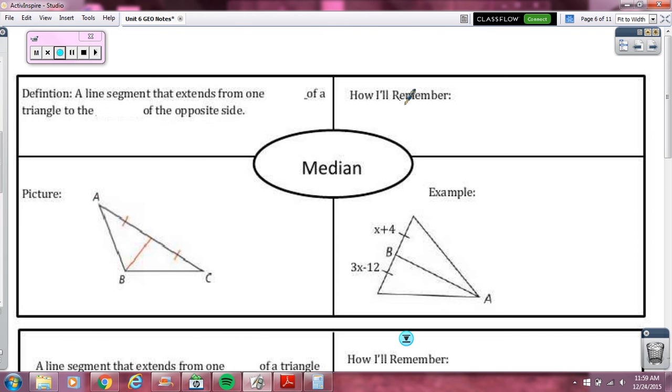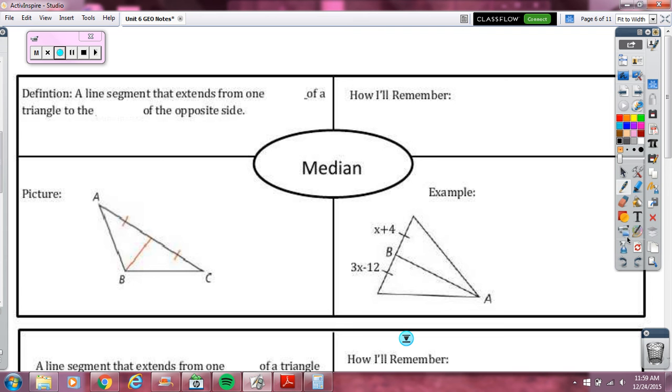3 more. Next one is a median. I kind of think about the median when you're driving, the median of the road. A median in geometry is a line segment that extends from one vertex of a triangle to the midpoint of the opposite side. So a median essentially divides this opposite side into 2 equal pieces. And I like to think about how a median divides the road into 2 equal lanes.